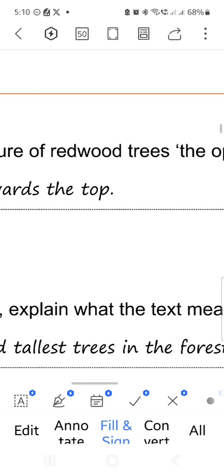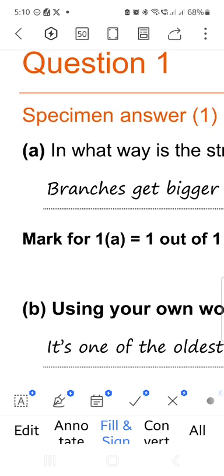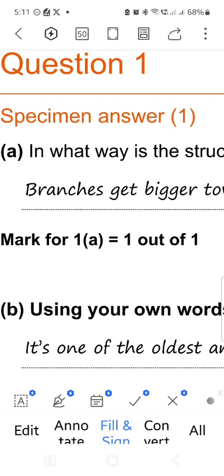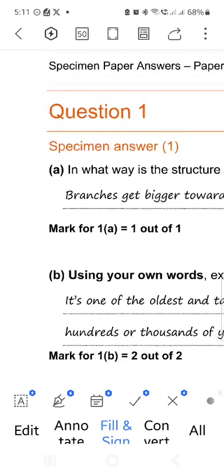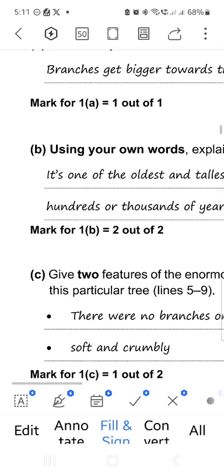You will just go back to the lines, the words written there, and it must be mentioned in the text. I'm not going to discuss the question answers right now. We are just going to talk about the question. So in what way? That is an explicit question.